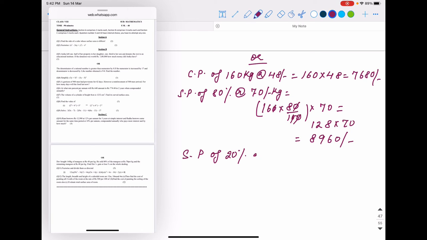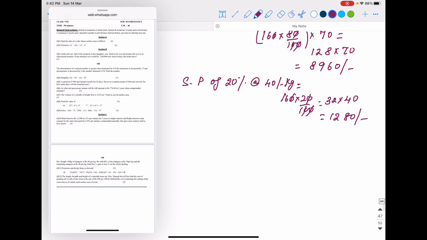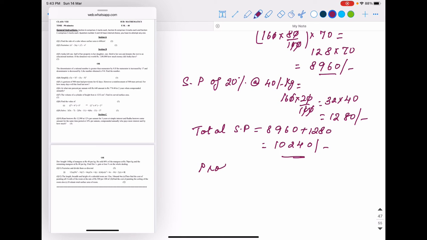Now what is the SP of the remaining, that means 20%? The rate is 40 rupees per kg. 20% of 160 is 32, into 40, that will be 1280. Now what will be the total SP? Total SP will be 8960 plus 1280, that will be 10240.